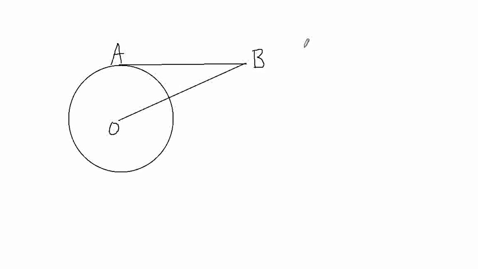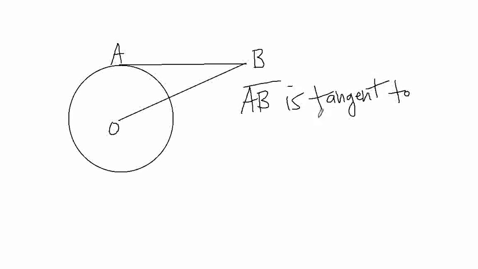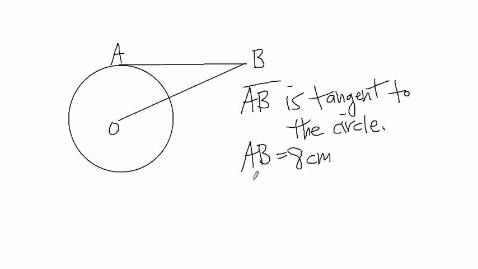Okay, so I've drawn a picture of a circle, and I've drawn a line segment AB, which is tangent to the circle. That's a given. Also, AB is equal to 8 centimeters.